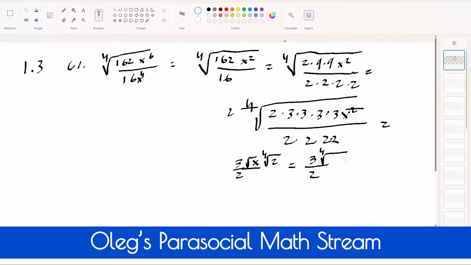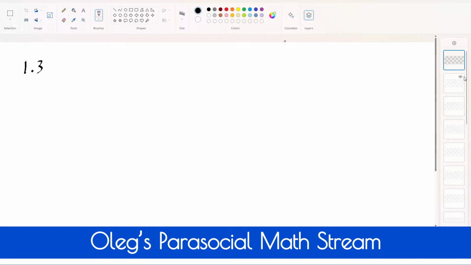But it looks neater to keep them in the same denominator. So that's fine. We're gonna do it like that. And 63. Let's do another page. All right, okay.